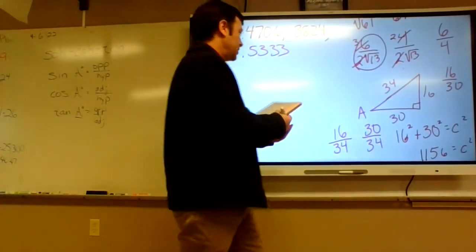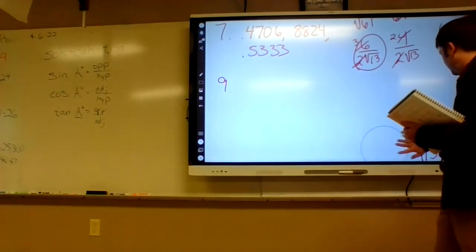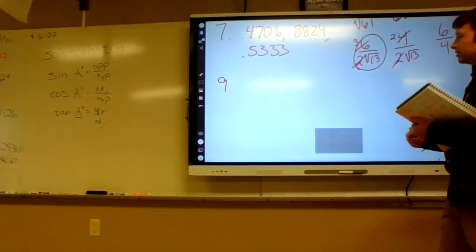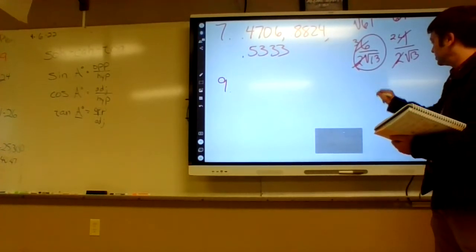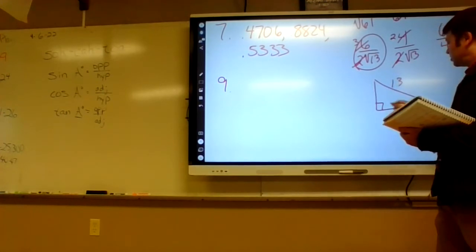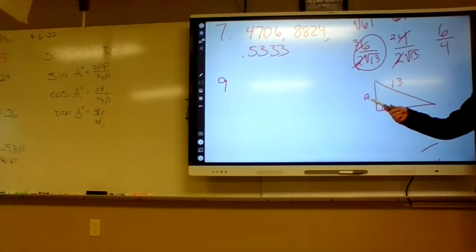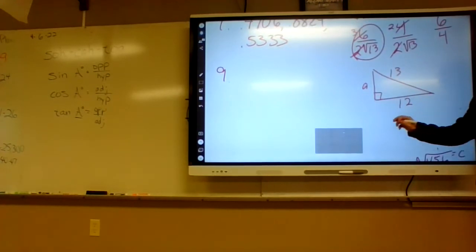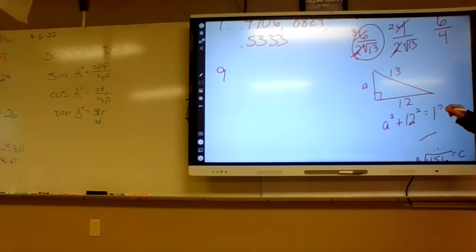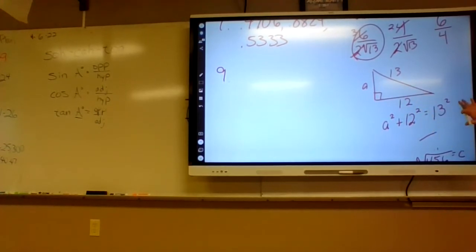Number 9, I think it's kind of the same thing, isn't it? Yeah. We're missing a side of the triangle, right? Which side are we missing this time? I'll call the missing side A there. How can I find side A? Pythagorean theorem. So a squared plus 12 squared equals 13 squared. 13 squared equals 169. So it's leg squared plus leg squared equals hypotenuse squared.